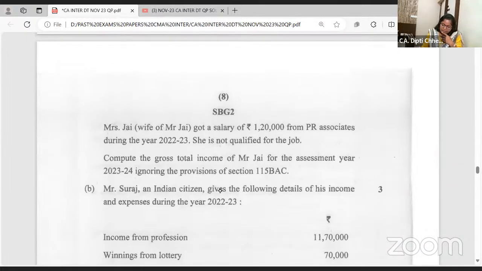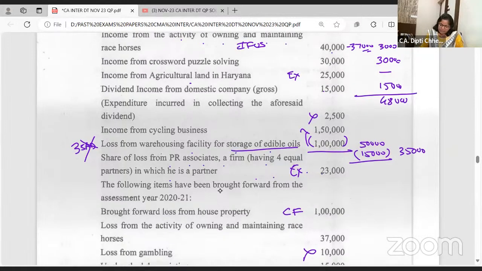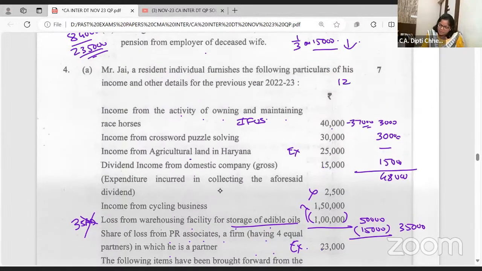One minute. Sorry, I really missed out that there is more on the next page. Mrs. Jay, wife of Jay, got a salary of 1,20,000 from PR Associates. Okay, we are calculating the income of Jay. Jay's wife got a salary from a firm, but she is not qualified. So will this income be clubbed? I didn't leave out a single thing. Will this be clubbed, ignoring the provisions? Yes. Clubbing was asked, set off was asked, salary, business head, others, so stuff all. So start with the 1,20,000 salary income of the wife, clubbed in the hands of the husband.